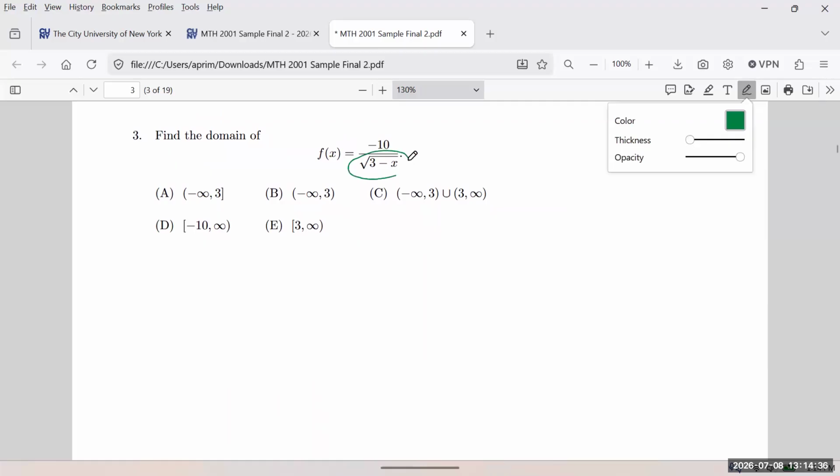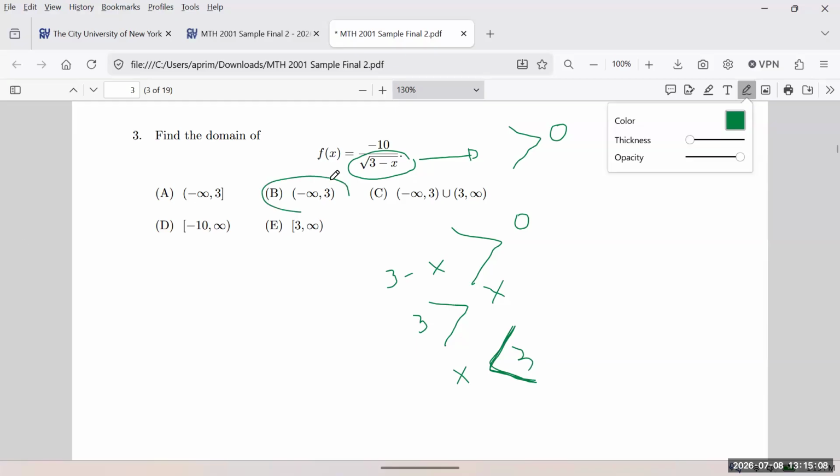We have square root on the denominator. So what's the condition for square root? Greater than 0, because denominator cannot be 0. So 3 minus x has to be bigger than 0. So 3 has to be bigger than x. What does it mean? It looks unfamiliar. So basically it's saying x is smaller than 3. Which one is x is smaller than 3? Negative infinity to 3.